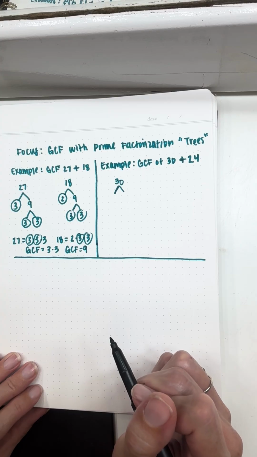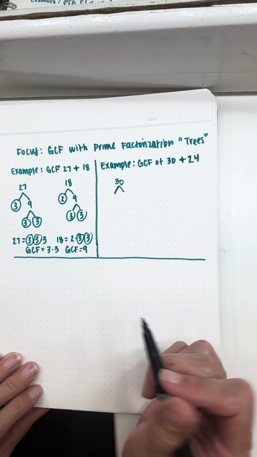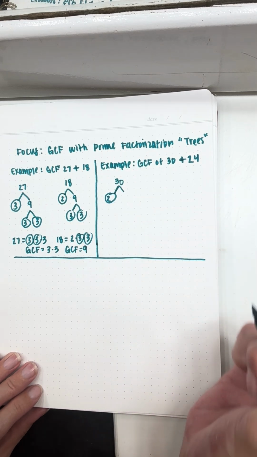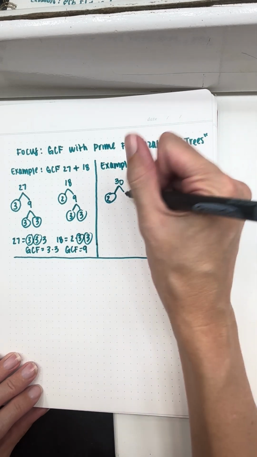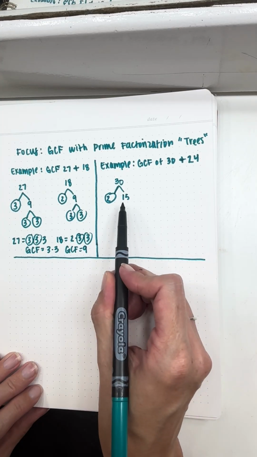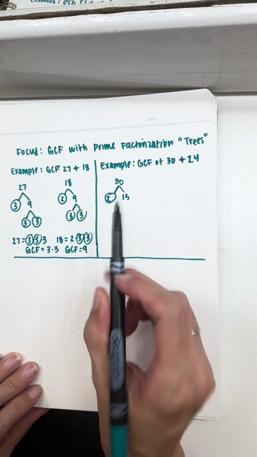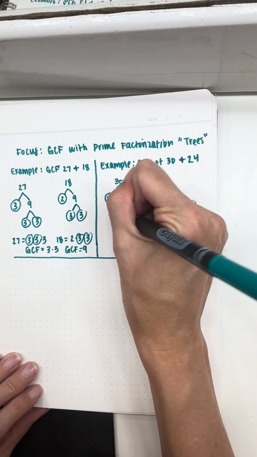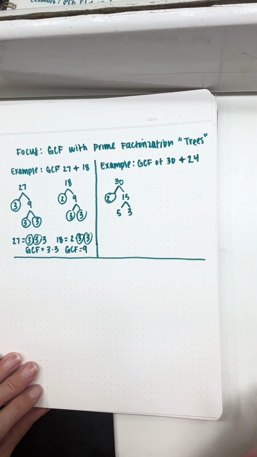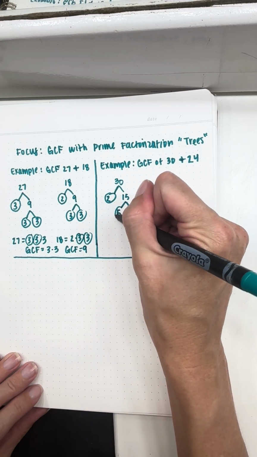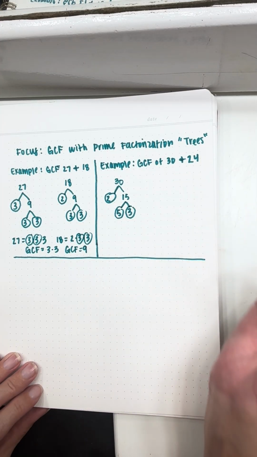Again, there's a couple ways I could go about this one. I like to split even numbers in half. That's just my preference. I'm going to start with 2, which is prime, so I'll circle it, and 15. Then I know 15 can be further broken down or branched into its factors of 5 and 3, because 5 times 3 is 15. 5 is prime, so I circle it. 3 is prime, so I circle it.